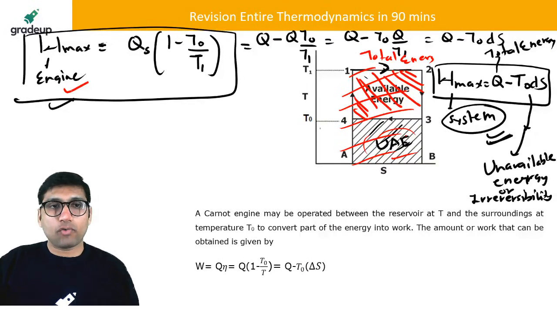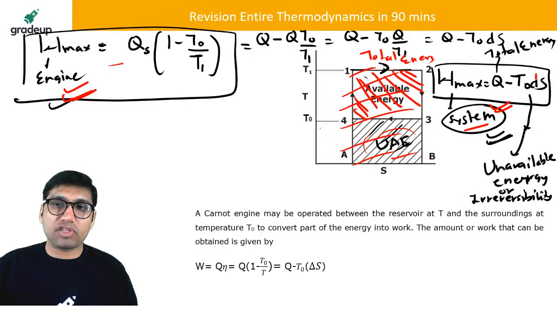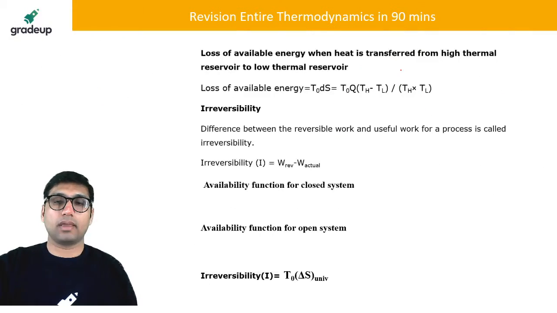Okay. So this is how you find the maximum available work for the heat engine. This is how you find the maximum available work for a system undergoing a process. You have to find the entropy change, multiply with the surrounding temperature, and subtract this quantity from the total heat. You will be getting the maximum work for the system.